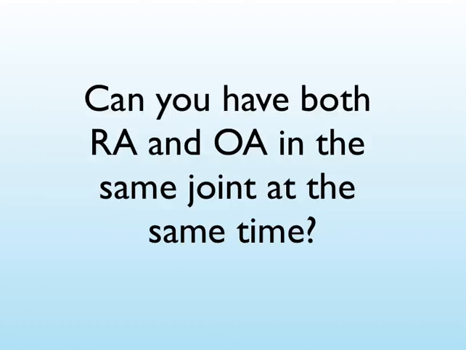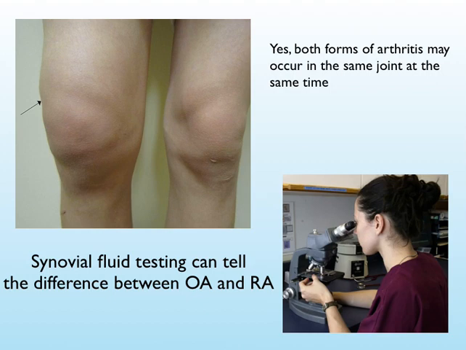I'm often asked, can you have both RA and OA in the same joint at the same time? And the answer to this is yes, you can, in the knee especially. You can determine this by extracting the fluid from the joint and having the laboratory evaluate it for the presence of significant inflammation. As we discussed before, in osteoarthritis, there is no significant inflammation, whereas in rheumatoid arthritis there is, and the white cell counts are quite high.